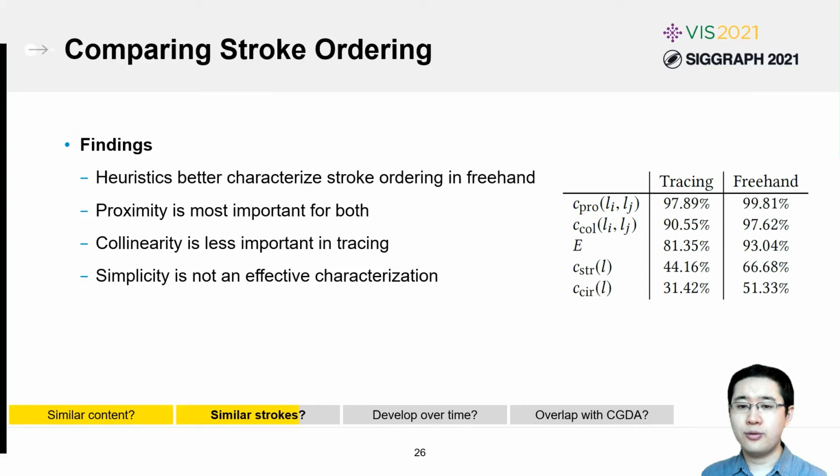Proximity is most important for both. Collinearity comes second and is less important in tracing. Simplicity is not as effective. People don't necessarily start with straight or constant curvature strokes.